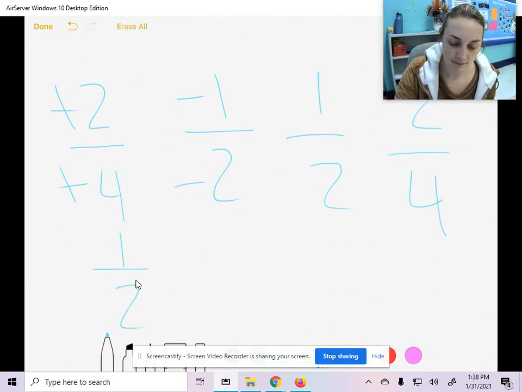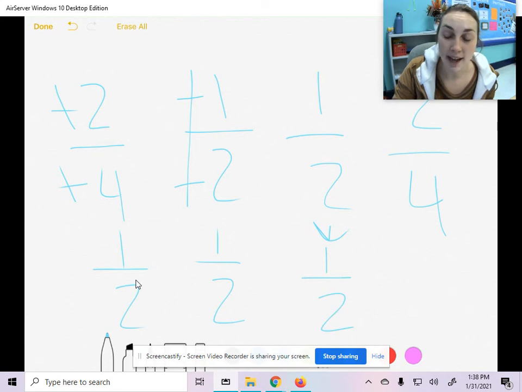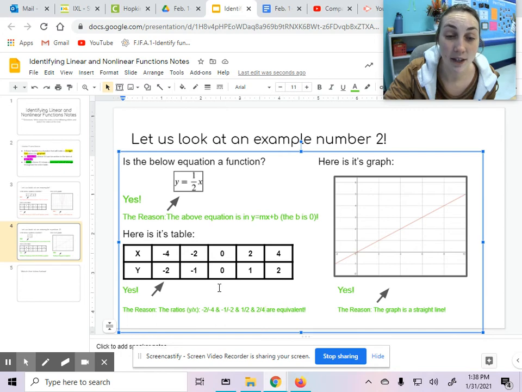All right. The second ratio is negative 1 over negative 2. Again, a negative in the numerator and the denominator cancels out, giving us a positive 1/2. This one is as reduced as it can be. It's 1/2. And then 2 over 4 can be reduced to 1/2. So I picked all the ratios, and when reduced, every single one of them is the same number. So that's why the table is a function.